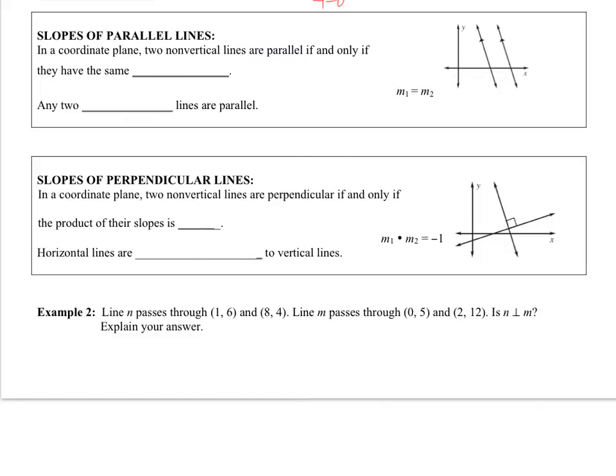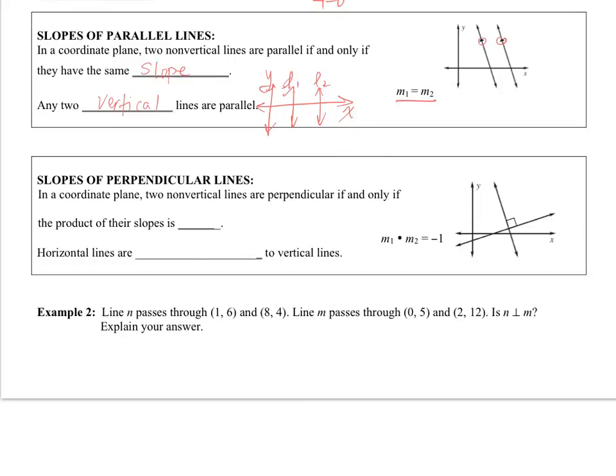Slopes of parallel lines. In a coordinate plane, two non-vertical lines are parallel if and only if they have the same slope. So if these two lines are parallel, then their slopes are the same. And any two vertical lines are also parallel. So we're talking about two vertical lines in a coordinate plane. So if this were the x and y coordinate axis, then if this were line 1, line 2, and they're vertical, then they're always parallel.